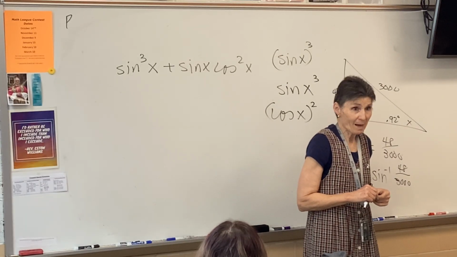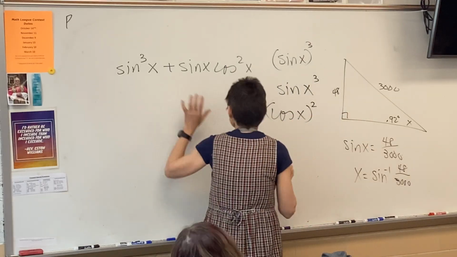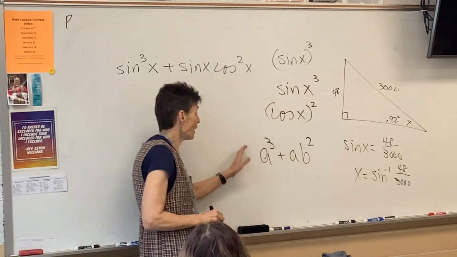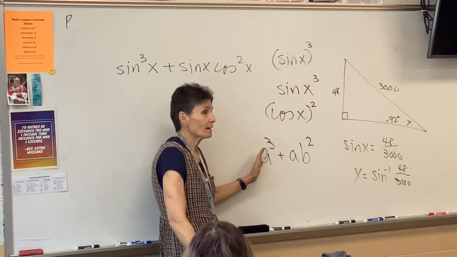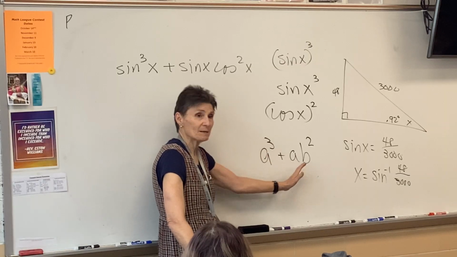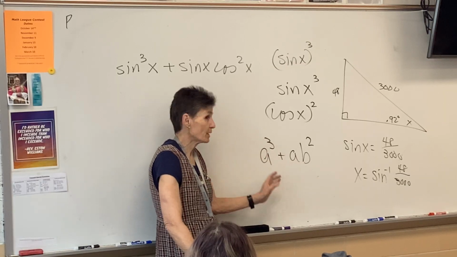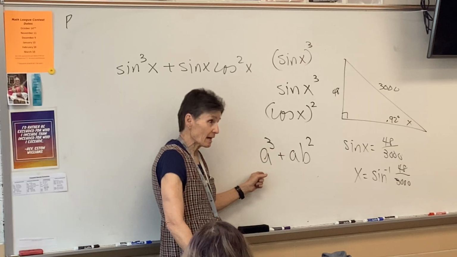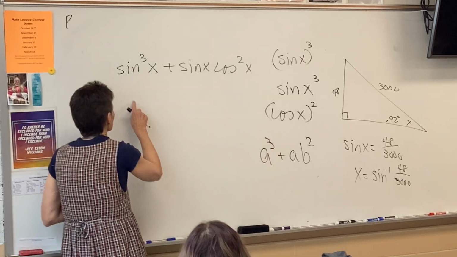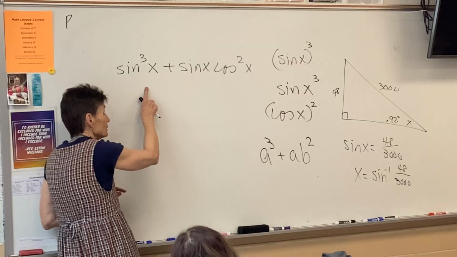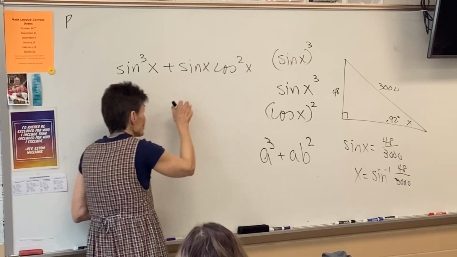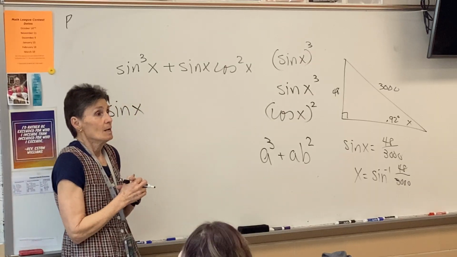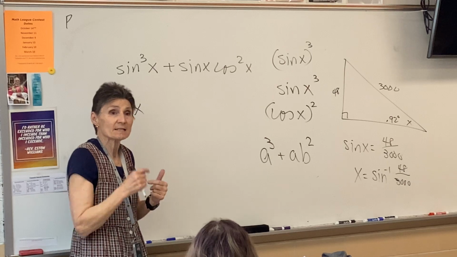I want you to think about what you would do if you had a problem that looked like this. What could you do if you had a problem, a cubed plus ab squared? What would occur to you to do there? You can't add these. Factor. And what would you factor here? You take out an a. So when I look up here, this is sine cubed, and this is regular sine. So I am going to take out or factor out a sine.